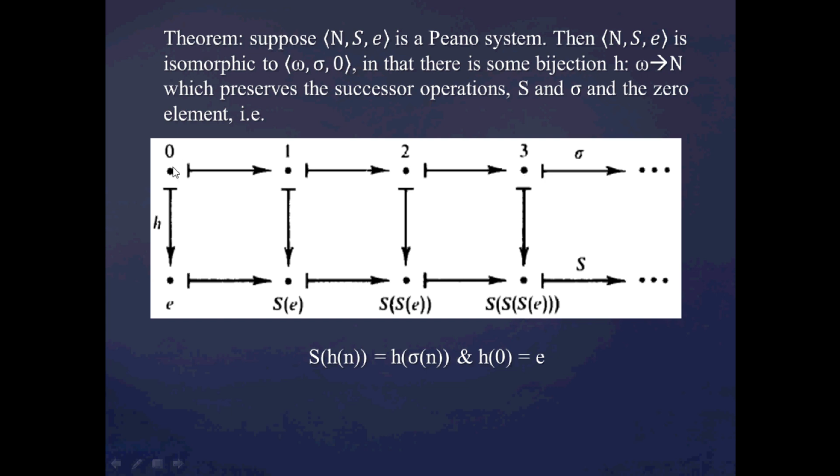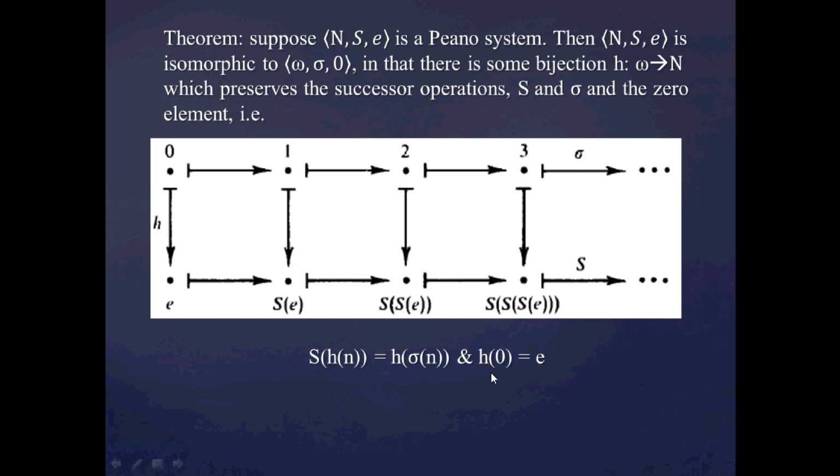And then h is going to take elements from the set omega to the set n. And the theorem is going to say there's some bijection h taking omega to n, which is going to preserve the successor operations s and sigma and the 0 element. And what that means symbolically is that s of h of n is equal to h of sigma of n, and that h of 0 is equal to e. So that's the statement of the theorem.